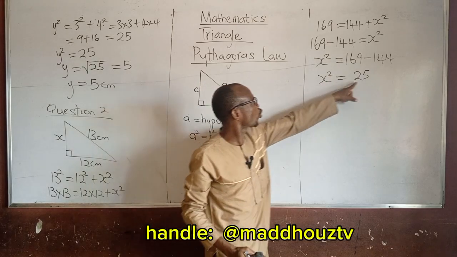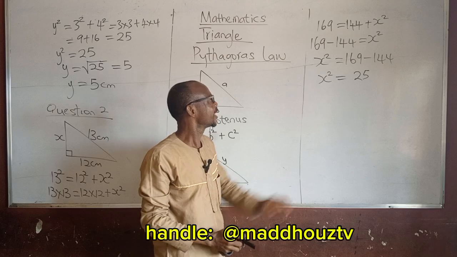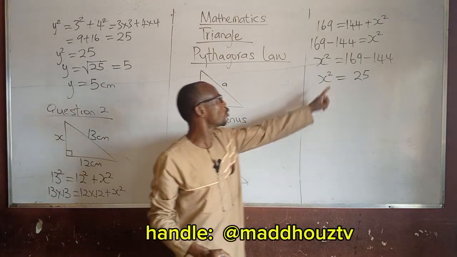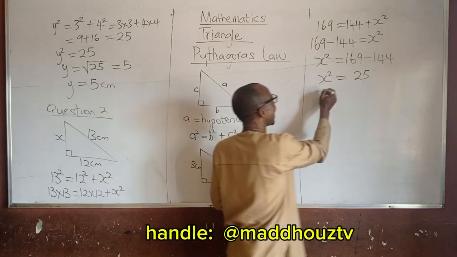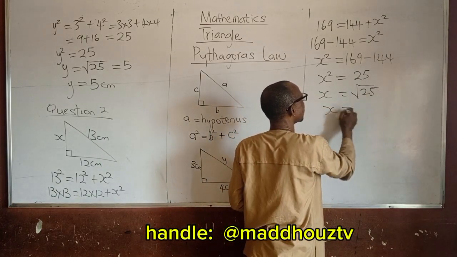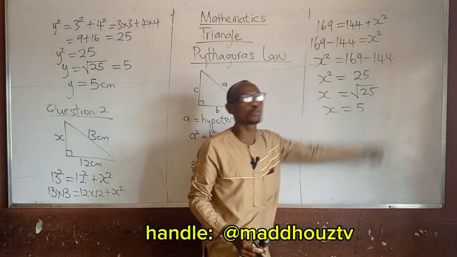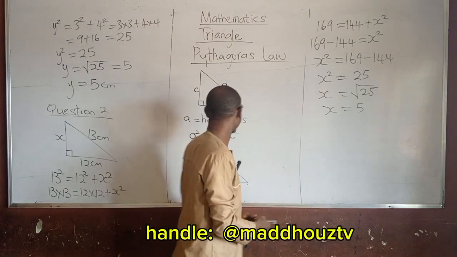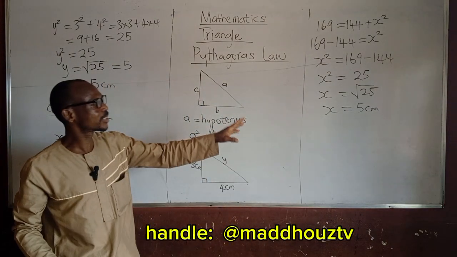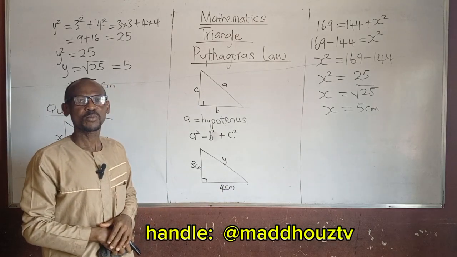We go find the square root of 25. Square root of 25 means value will go multiply itself 2 times to give you what? 25. Square root of 25, and x will become what? 5, because 5 times 5 then will give you 25. So our answer for this question now is 5 cm.